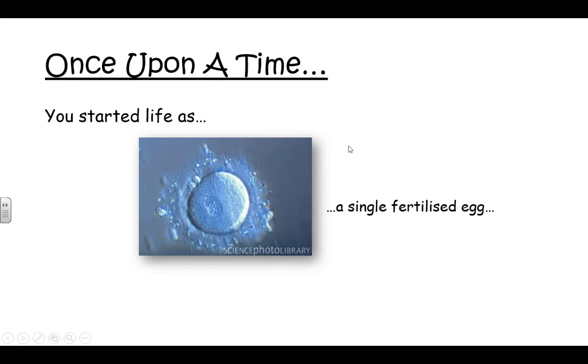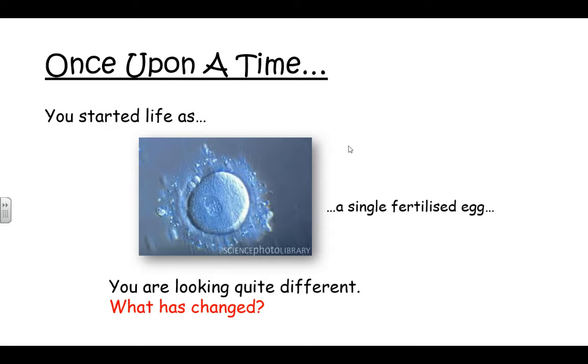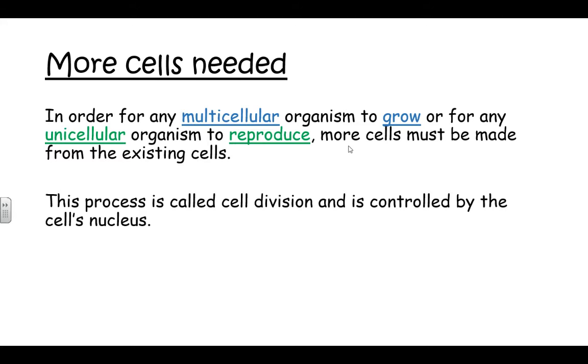So once upon a time, you started life as a single fertilized egg cell. It was fertilized in what's called the fallopian tube or oviduct of your mother. It then moved down and implanted in the uterus. You've become quite different than when you were that single fertilized egg. You've specialized and you've grown into more than one cell.